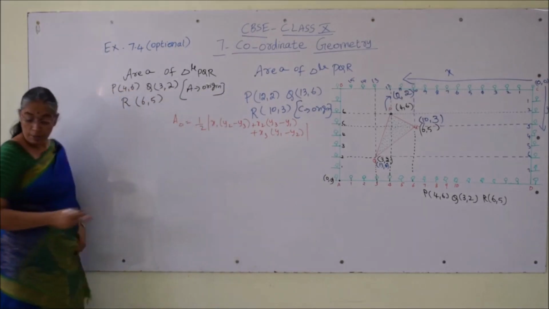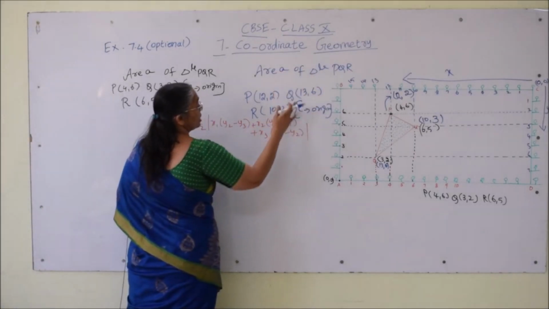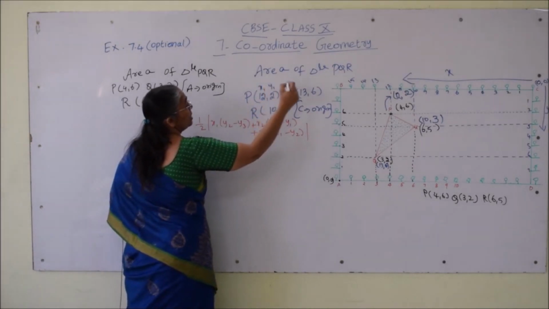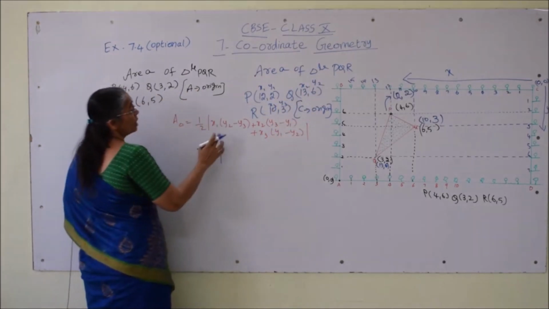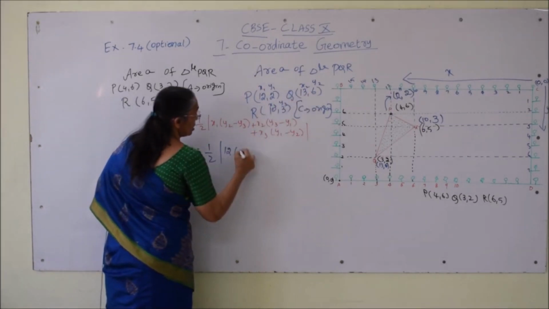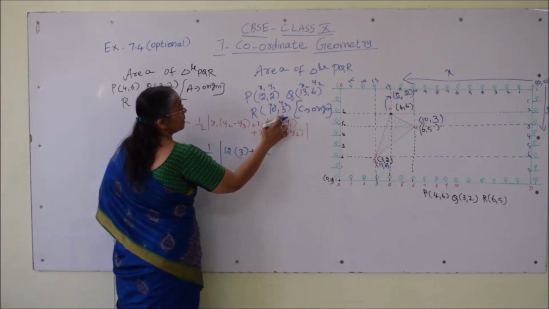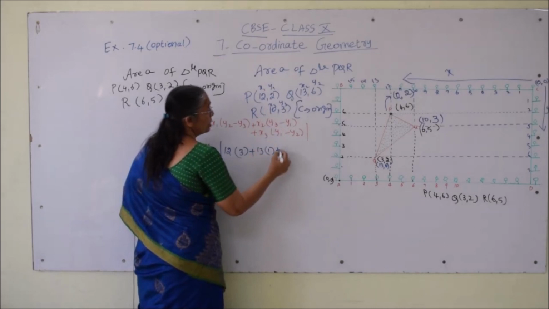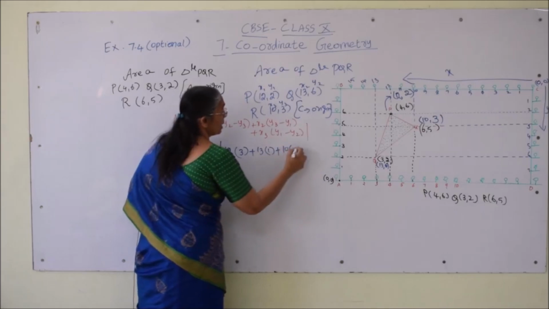So using this formula, now we find the area of triangle PQR. First, taking C as the origin. It is half mod of x1 y1, x2 y2, x3 y3. So half mod x1, 12, times y2 minus y3, 6 minus 3, 3, plus x2, 13, times y3 minus y1, 3 minus 2, 1, plus x3 value here, 10, times y1 minus y2, 2 minus 6, minus 4.